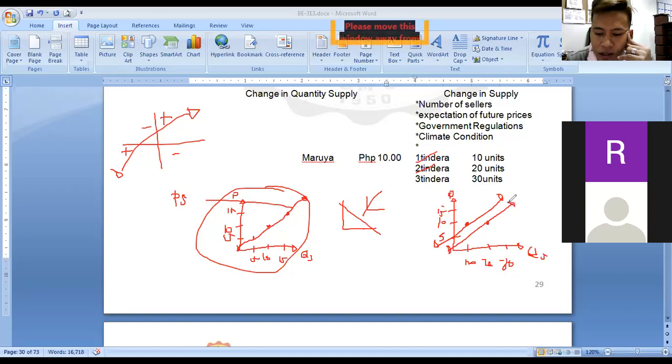So what will happen to the curve, class? It shifts to the right. It shifted to the right because the number of sellers increased. So our analysis here is that whenever the number of sellers increases, we would expect the quantity supplied to increase too. Thus if the quantity supplied increases, the shift of the curve is toward the right.